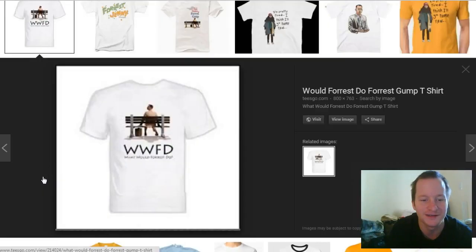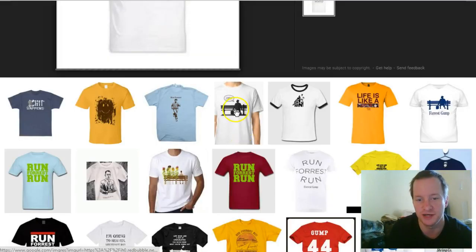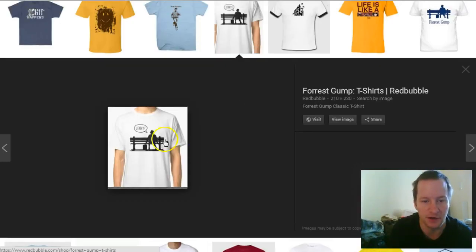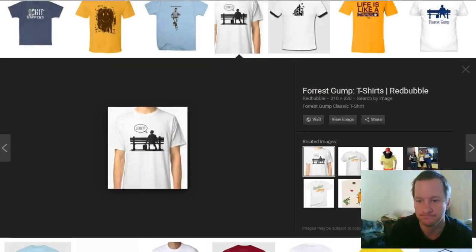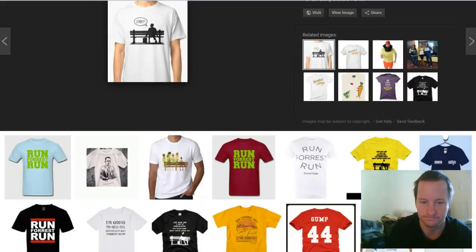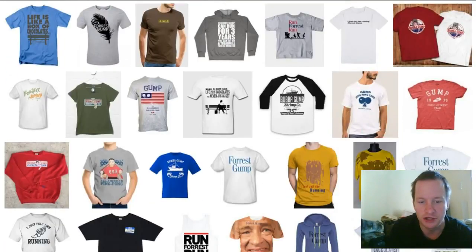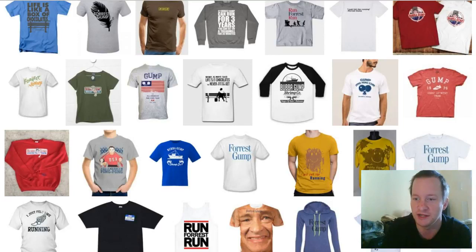That's funny. It's what would Forrest do? Got one right here. And there's a lot of them with him sitting on a bench, which you could probably get a good idea with that. Got him on a bench saying Jenny. And there's a lot of Run Forrest Run. So you get some general ideas. Just type in the subject and then T-shirt, then you'll get some good ideas doing it this way.